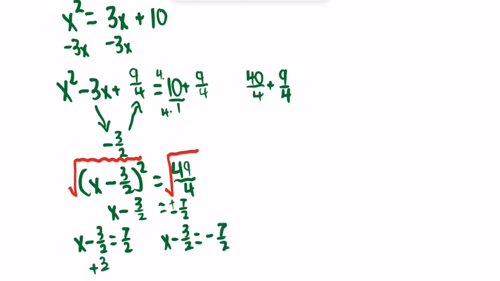Now add 3/2 to both sides of the first one. 7/2 plus 3/2, we have x equals 10/2, which is 5. The next one, we add 3/2 to both sides. We have x equals negative 4/2, which gives us negative 2.